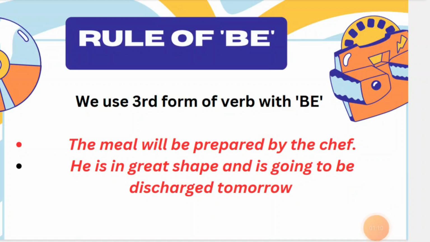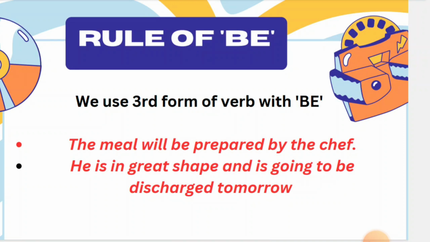Let's move on to the rule of be. Remember, we use third form of verb with be. If we see the examples, number 1, the meal will be prepared by the chef. Here you see in this example, we use the be with will and then we use the third form of verb, that is prepared, not prepare, remember.